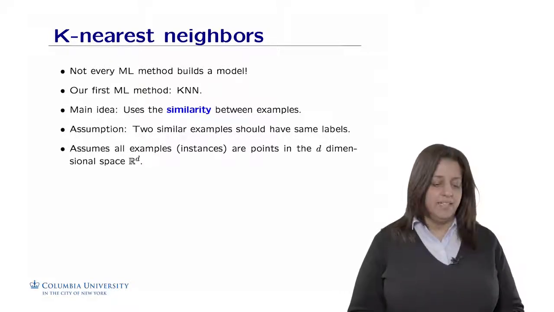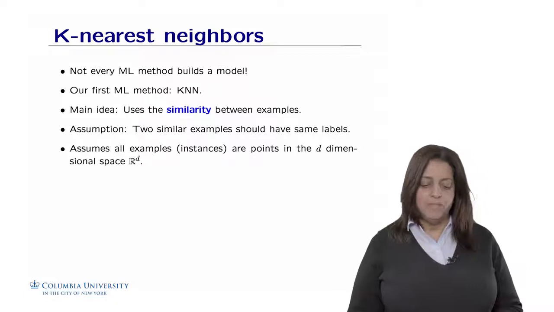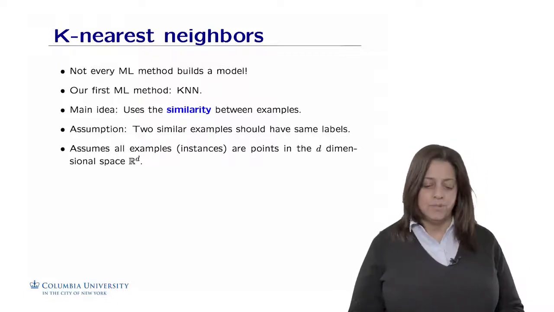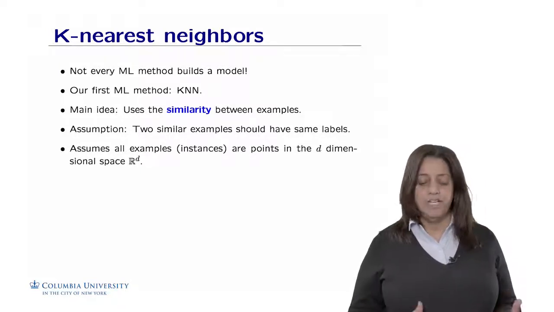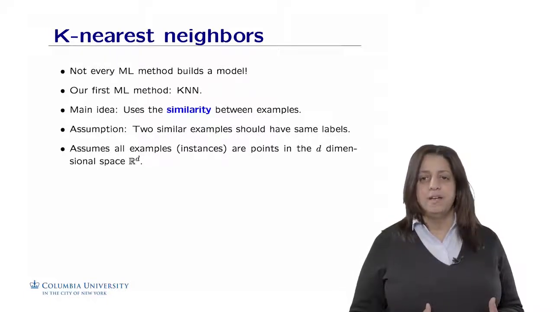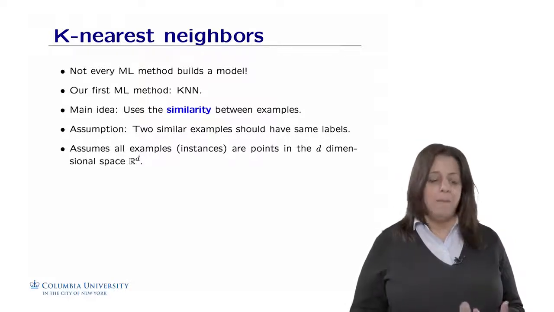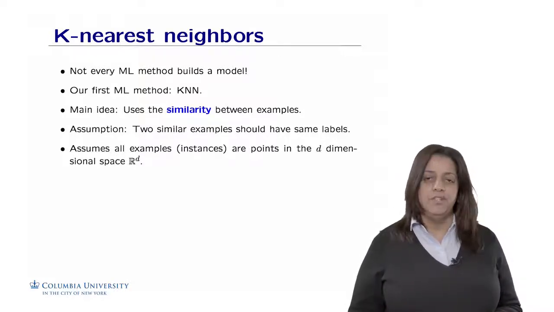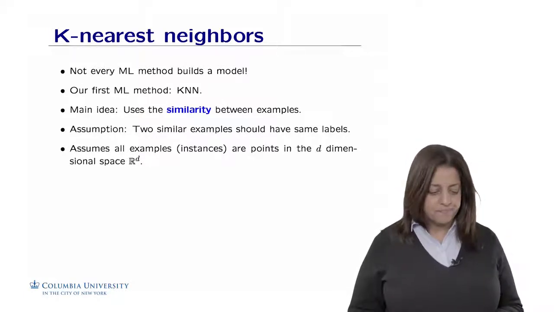The main idea of KNN is to use the notion of similarity between examples. The assumption is that two similar examples should have the same labels, and this is something very intuitive. Suppose you have a set of fruits, and you take a look at two fruits and look at the similarity between them. You could say whether they are likely to be the same category or not. So the two bananas have some similar features such as the length and the width, roughly in the same range of length and width.